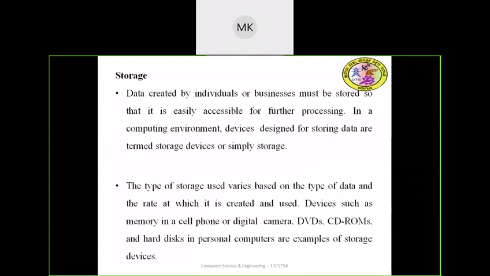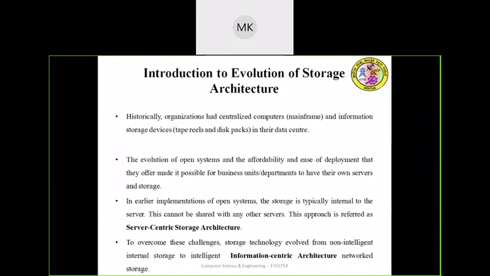Storage: data created by individuals and businesses must be stored so that it is easily accessible for further processing in a computing environment. Devices designed for storing data are termed storage devices, or simply storage. The type of storage used varies based on the type of data and the rate at which it is created and used. Devices such as memory in a cell phone or digital camera, DVDs, CD-ROMs, and hard disks in personal computers are examples of storage devices.